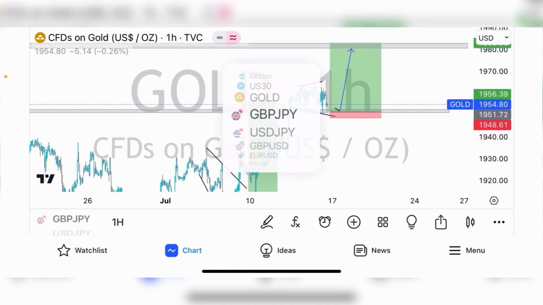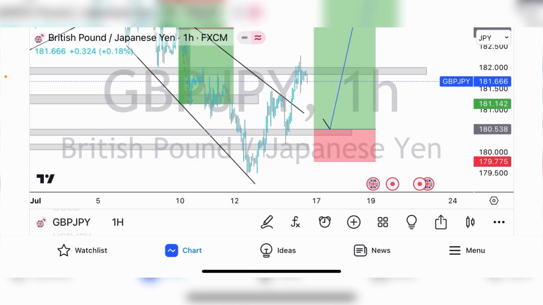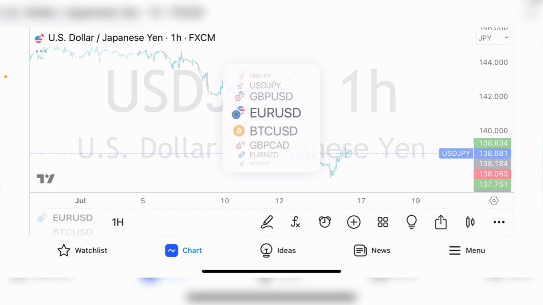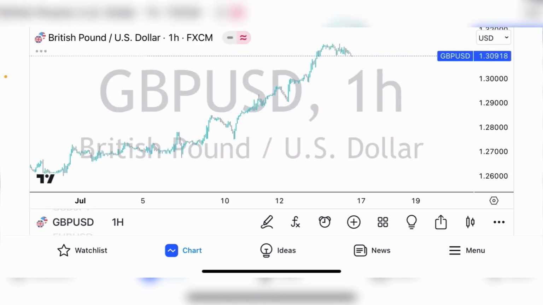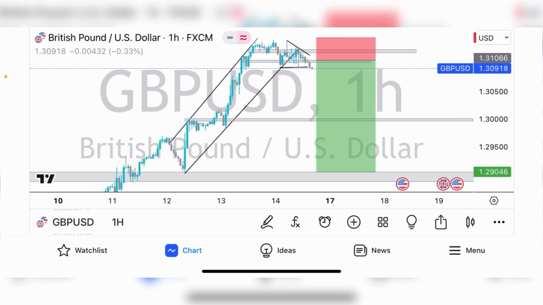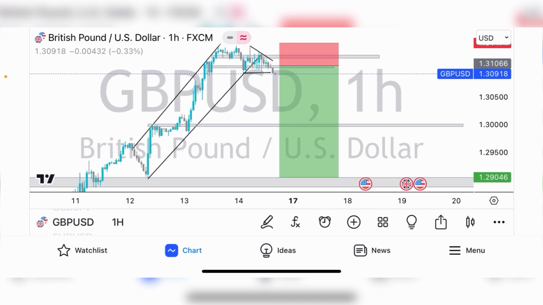This is the gold, GBPJPY, and we also have the GBPUSD. So that's all the pairs I analyzed for you guys today, and hopefully you guys will also go to the market and look at these pairs and see how they're going to play out this upcoming week.